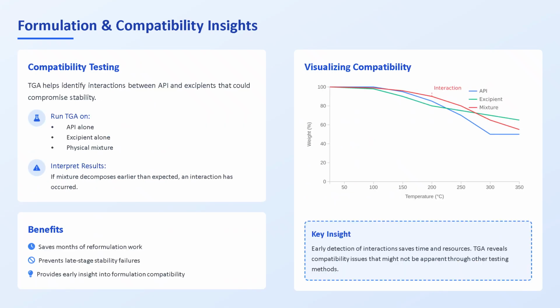A common misconception is that if the API is stable, the formulation must also be stable. This is often not true. Excipients can degrade during processing, oxidize over time, or release moisture that triggers API degradation. TGA identifies excipients with low thermal stability or delayed moisture release, which is especially critical in processes like wet granulation, hot melt extrusion, and dry powder inhaler formulation.